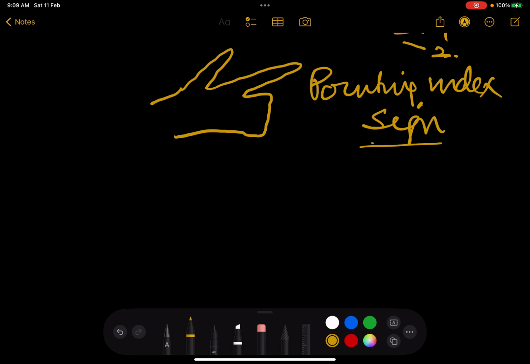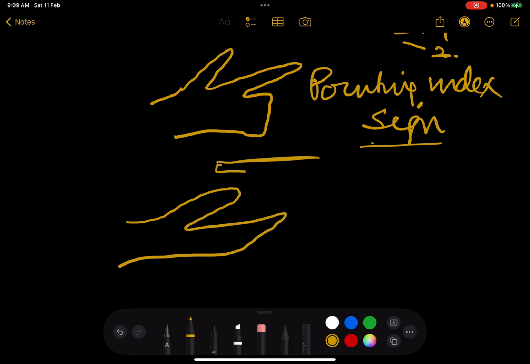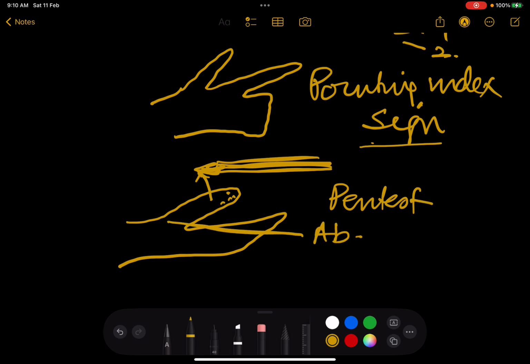Below, we test: we put a pen here and ask him to abduct the thumb to touch the tip of the pen. This is called as the pen test. And this is testing the abductor pollicis brevis. So these are the signs of the high and the low paralysis.